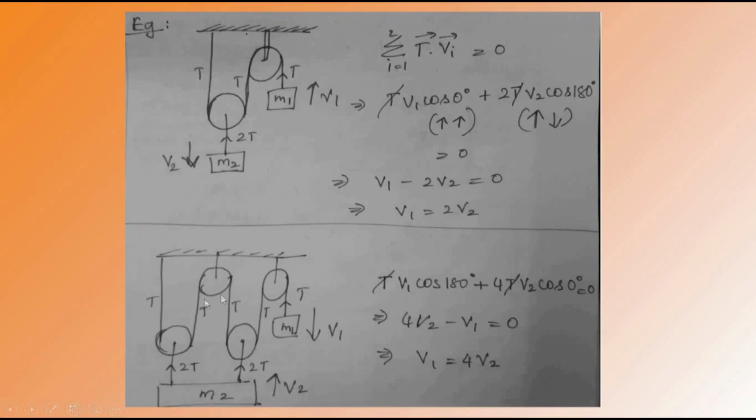In a similar way, if a lot of pulleys are connected with a lot of masses, we can still find out by considering each and every mass. For this mass, T dot V1 cos 180 degree plus here T gives 2T, T gives 2T. So the net force on this block will be 4T. 4T into V2 into cos 0 degree is equal to 0, which gives 4V2 minus V1 is equal to 0, and V1 is equal to 4V2.